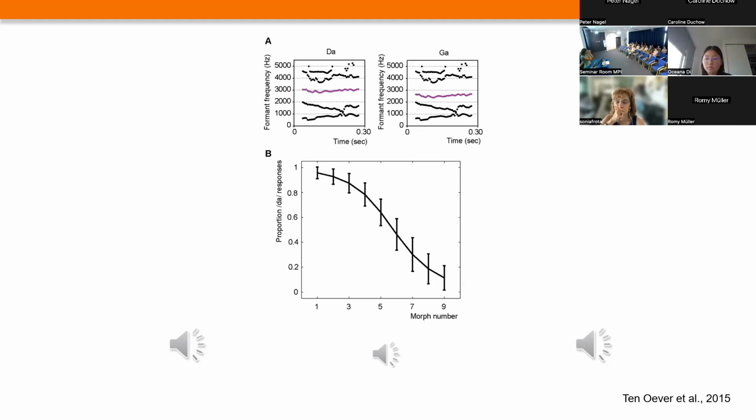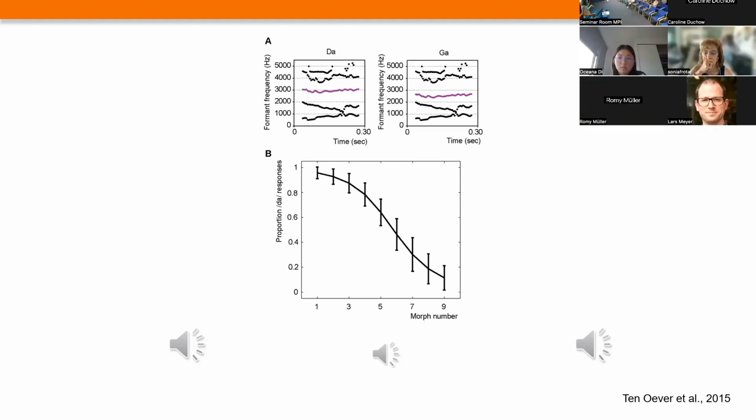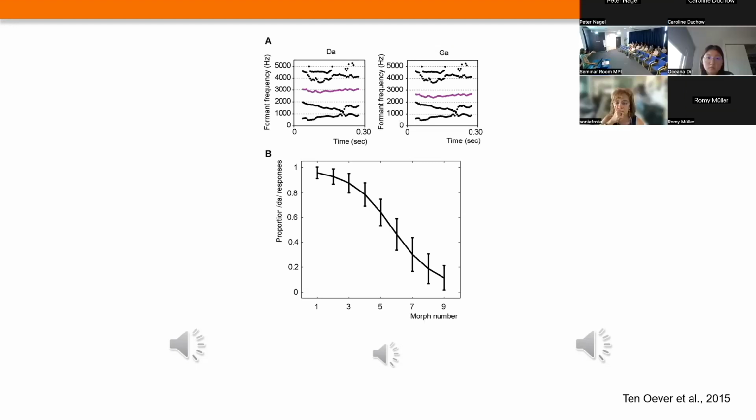So what was the goal of this? We had these ambiguous stimuli, and the interesting question was, if there is this representation where on one phase da is represented and on the other ga, can we see this phase-dependent bias? So we just presented these ambiguous stimuli over and over again and asked participants, what do you hear? We measured EEG and we looked at whether, depending on the phase, they were more likely to perceive one or the other.